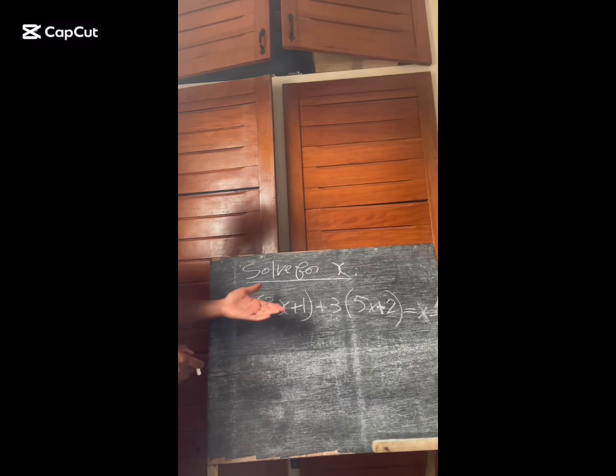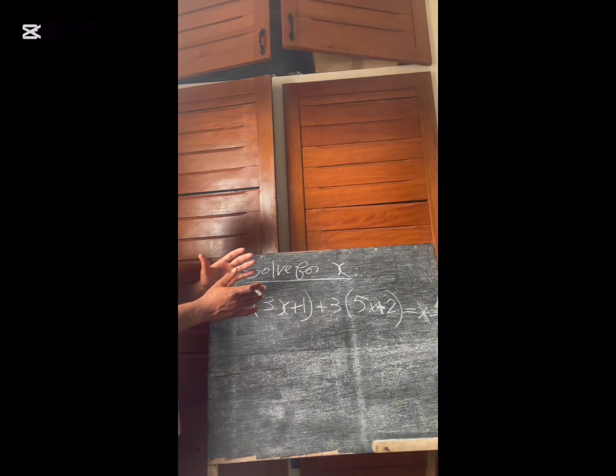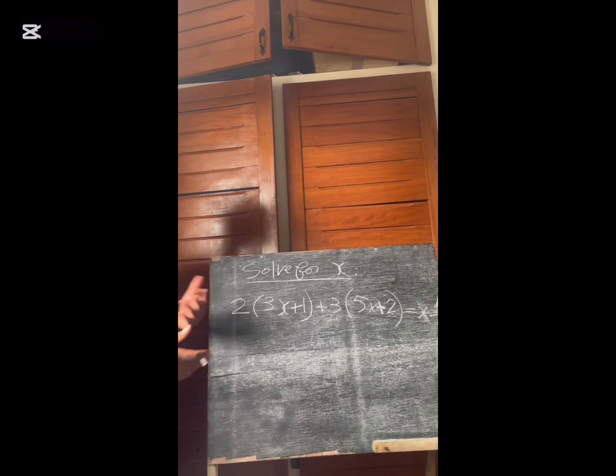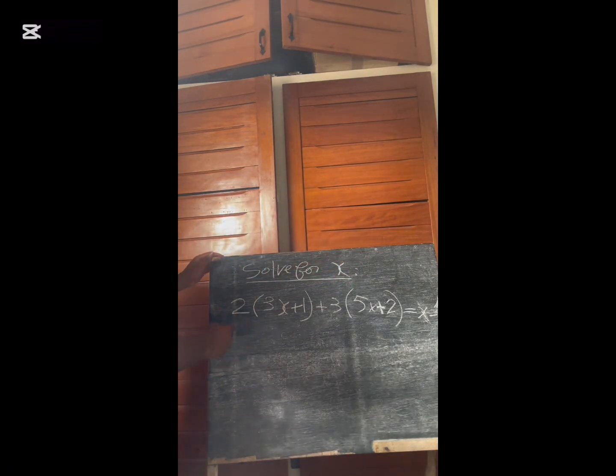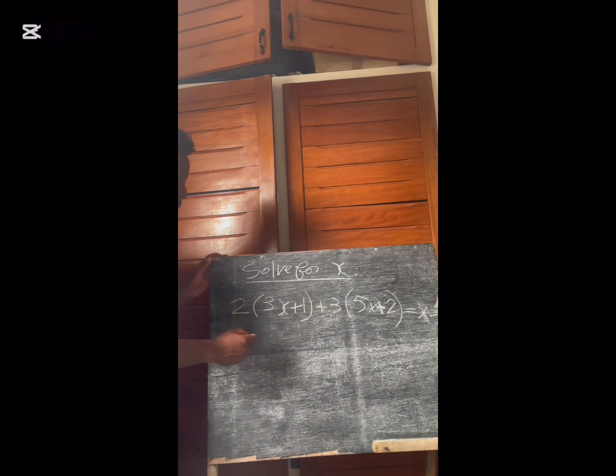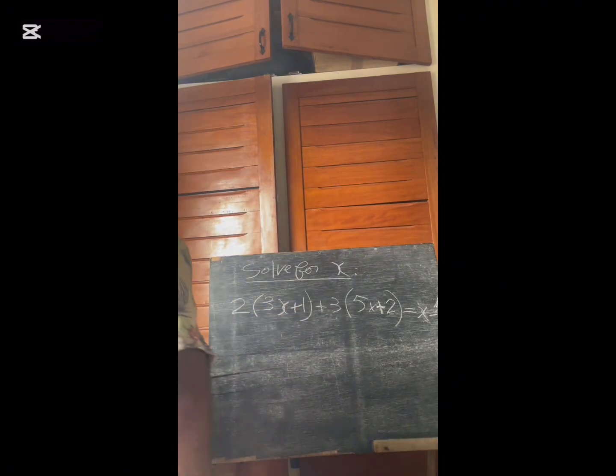And here you want to have simply x equals something. So how are we going to do that? Basically, we're going to have all the x's together. So first of all, we want to expand those terms, and that's what we're going to do first.